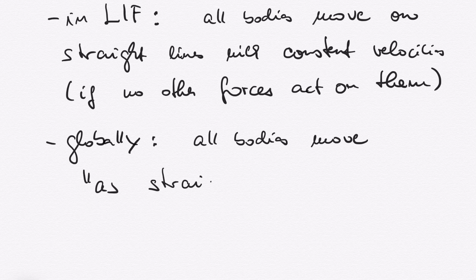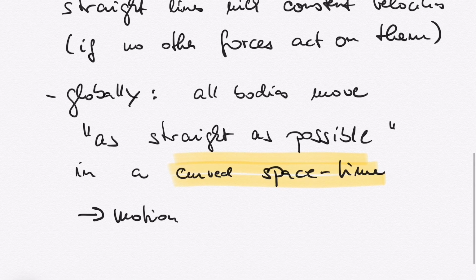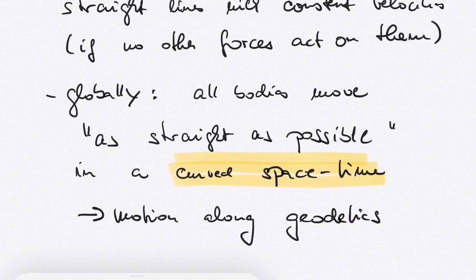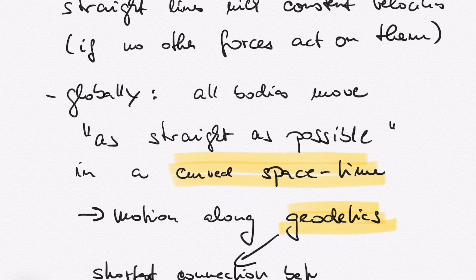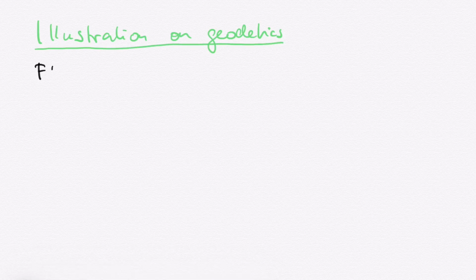Globally, this is not like that. The bodies move as straight as possible in a curved space-time. What does that mean? This is called motion along geodesics. Now, what are geodesics? They are the shortest connection between two points in a curved space or space-time. Let us illustrate what geodesics are. Suppose you want to fly from Prague to New York.